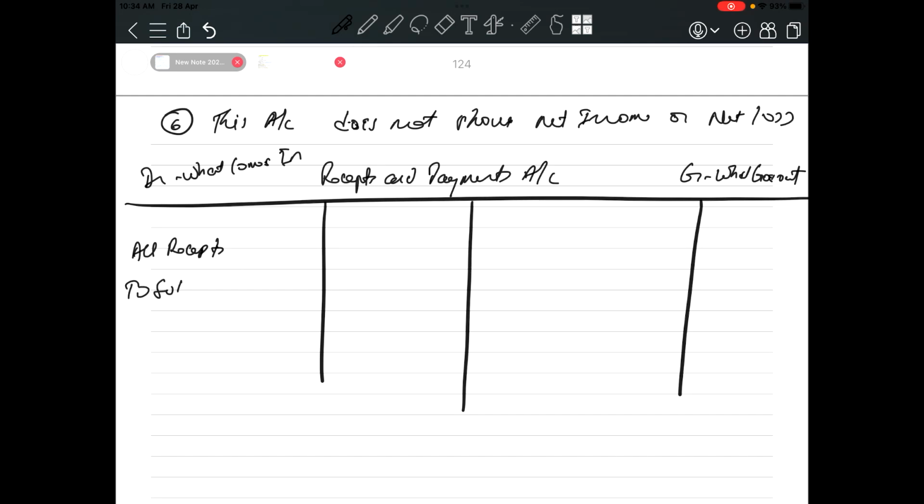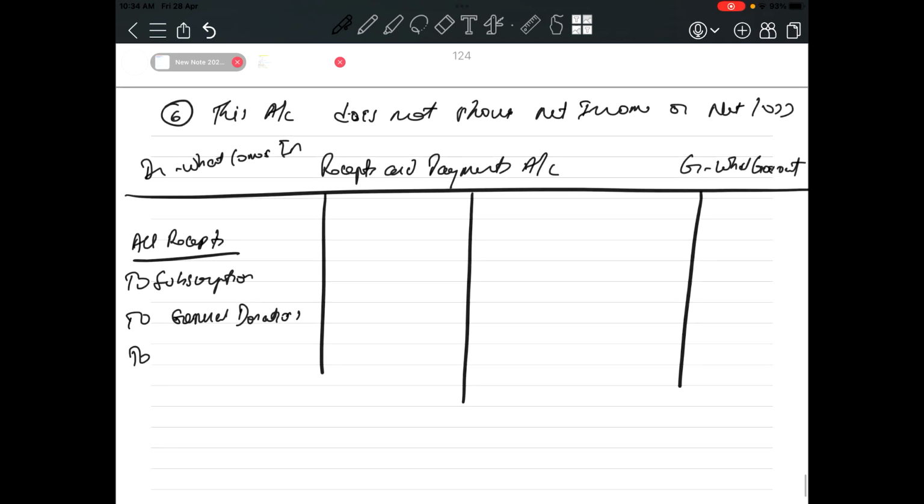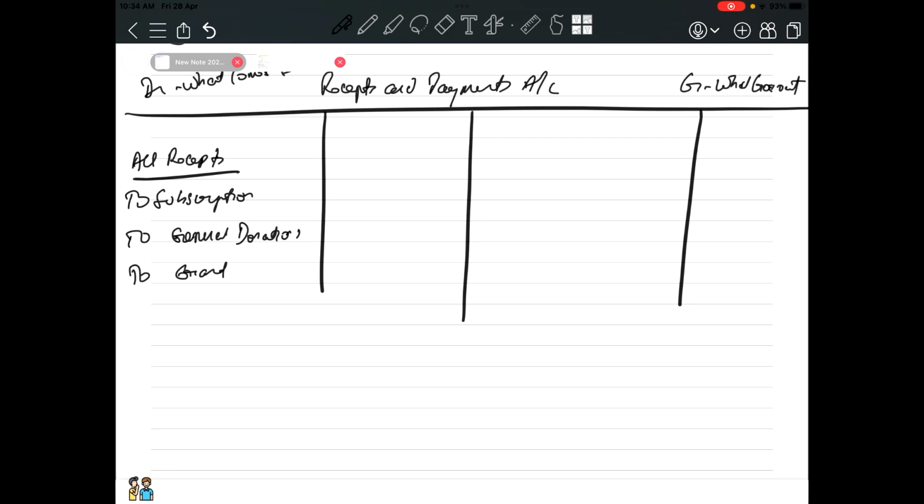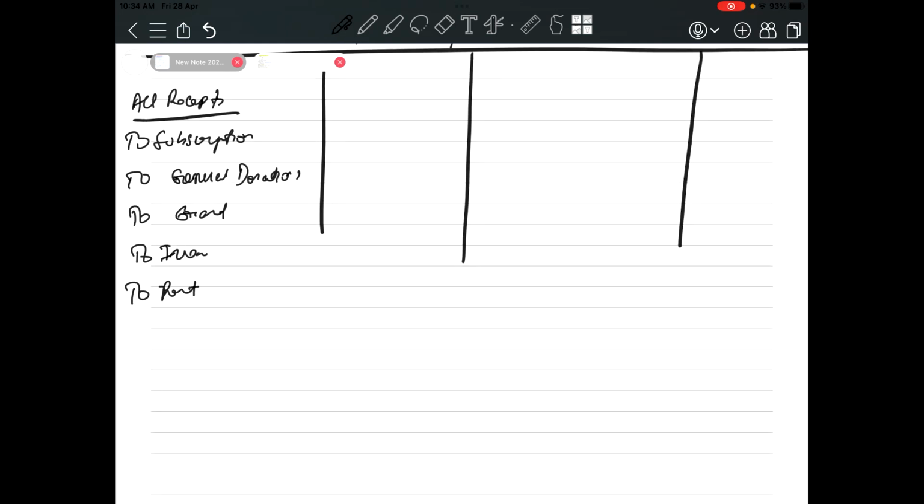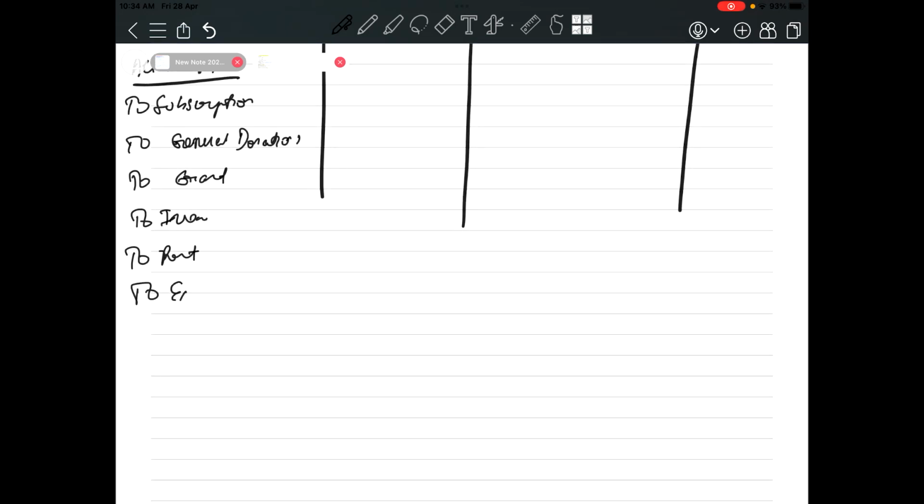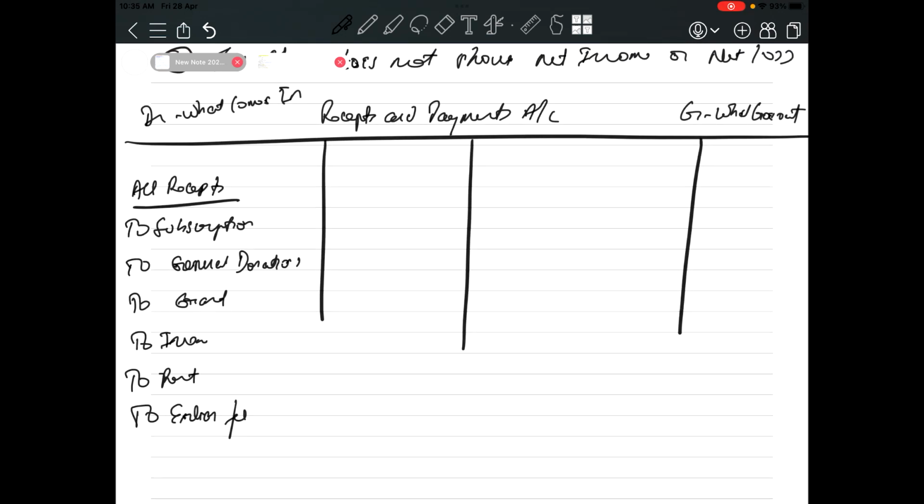Okay, say for example, you are receiving money for subscription, for general donations, for grant. You are receiving any income, any rent, any entrance fee. All the receipts which are coming in, cash coming in, will be recorded on the debit side.